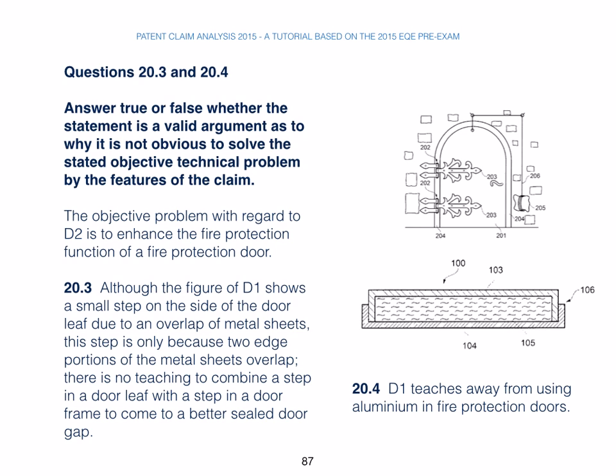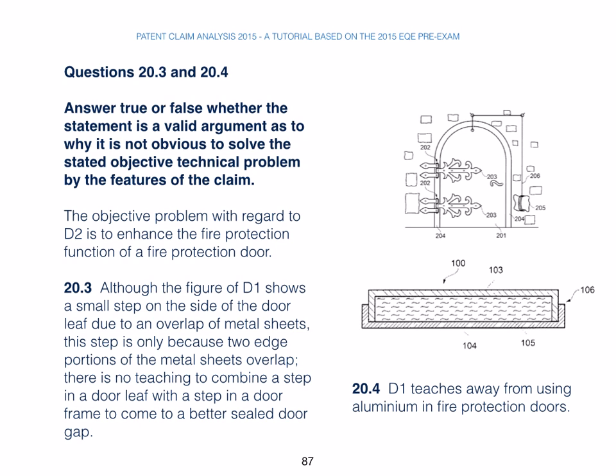The 20.3 statement reads, although the figure of D1 shows a small step on the side of the door leaf due to an overlap of metal sheets, this step is only because two edge portions of the metal sheets overlap. There is no teaching to combine a step in a door leaf with a step in a door frame to come to a better sealed gap. So we have to determine whether that is a good argument for non-obviousness of the claim.